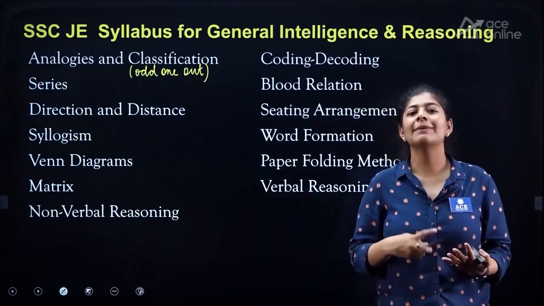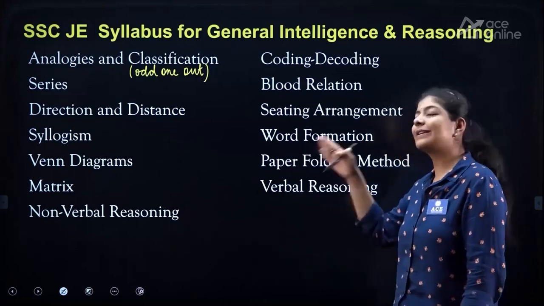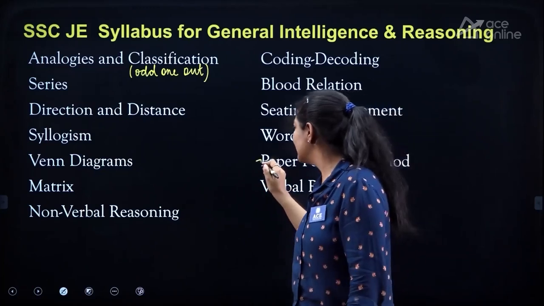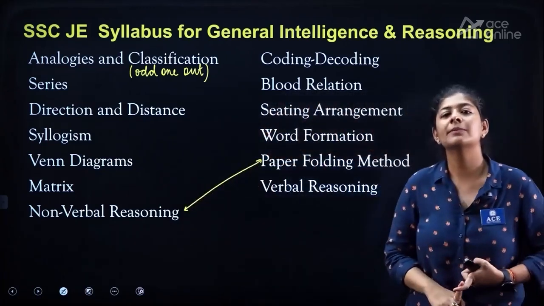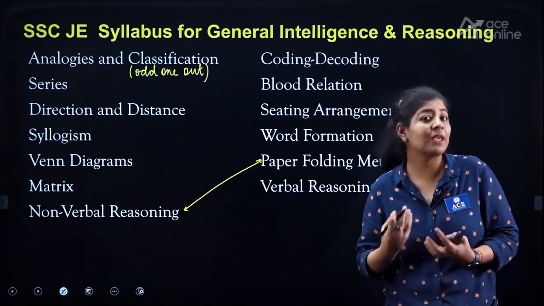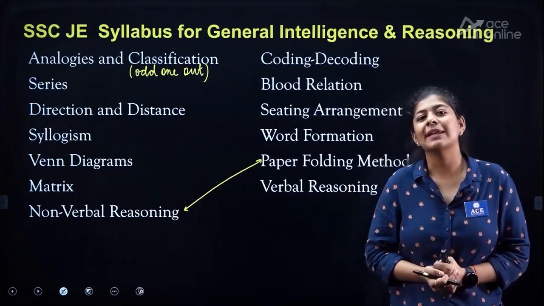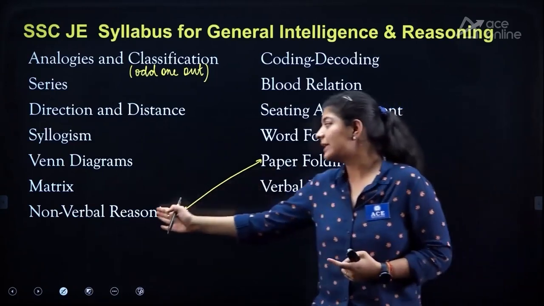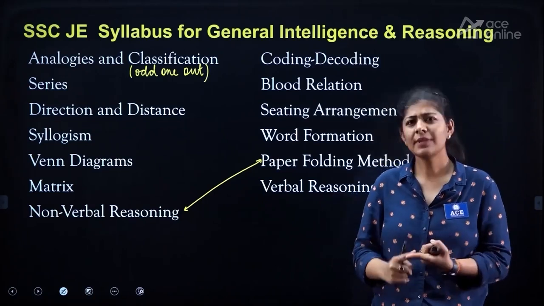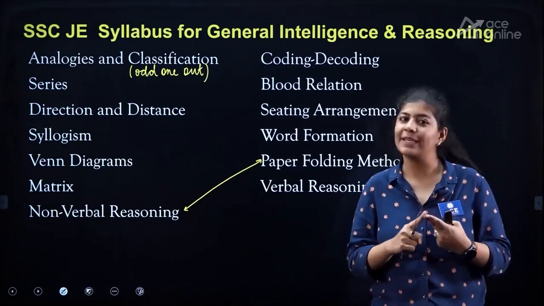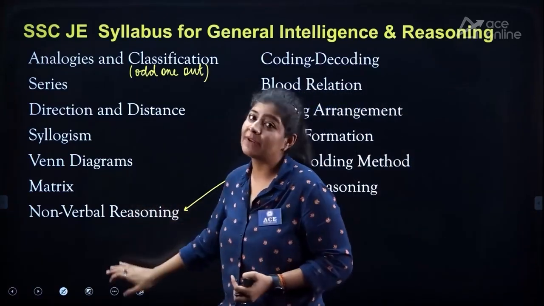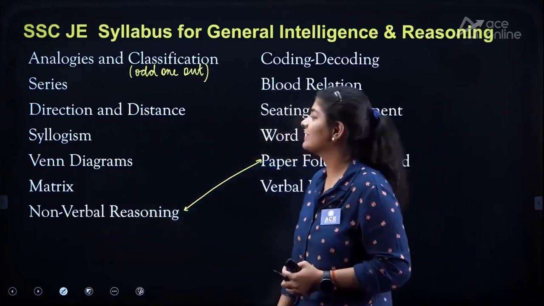The next one is the paper folding method. Basically, paper folding comes under non-verbal reasoning, but it is separately mentioned in the syllabus, so I have also written it here. You can connect these two topics. To attempt non-verbal reasoning, or any topic in which images are involved, you need to analyze them carefully. The topics under non-verbal reasoning are maybe paper cutting, paper folding, embedded figures, joining of figures, and many more, right?